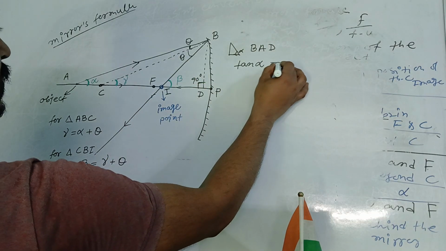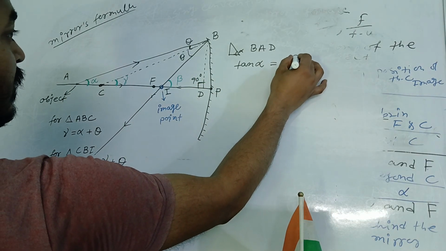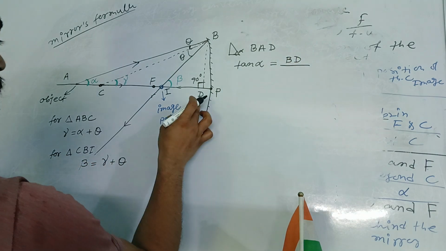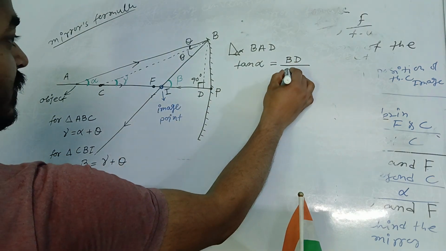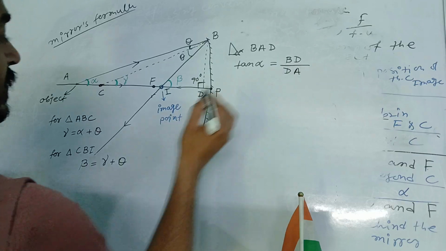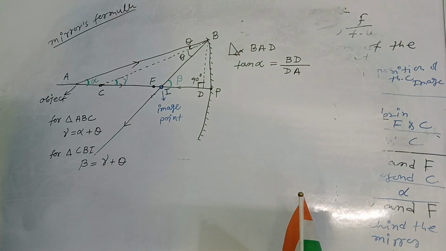We can write it is BD divided by DA. Is it clear?